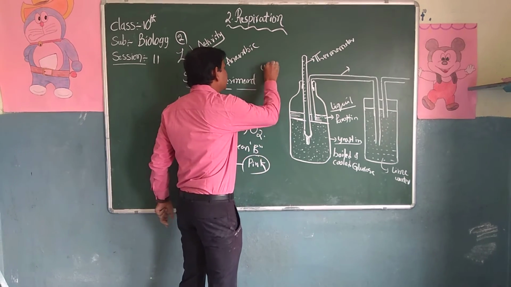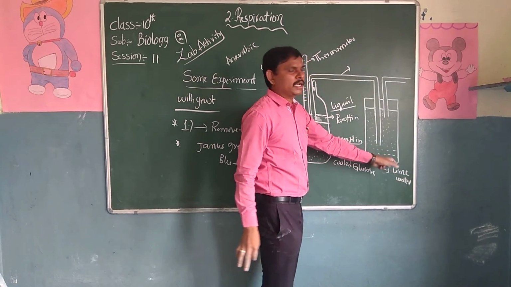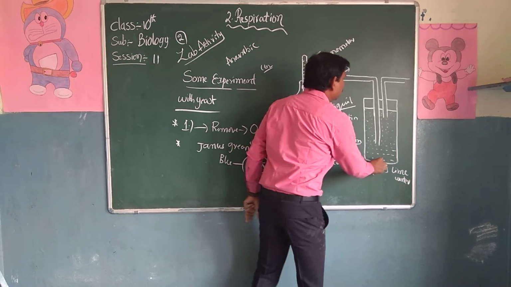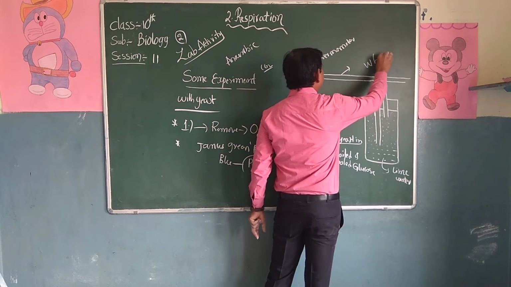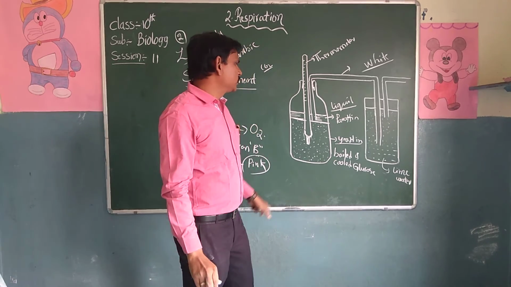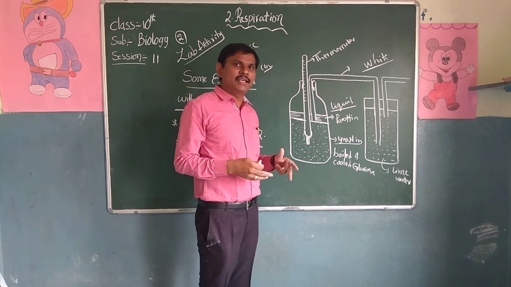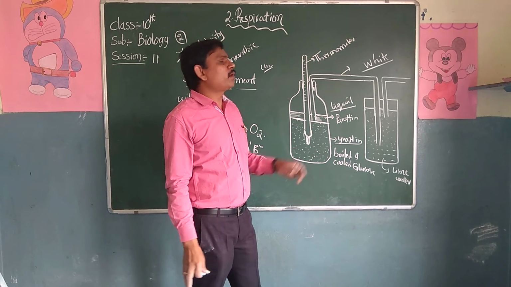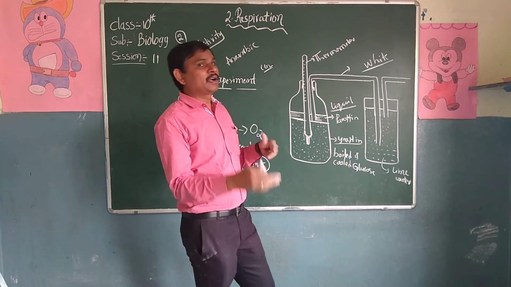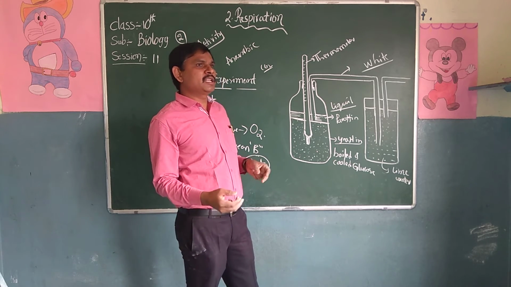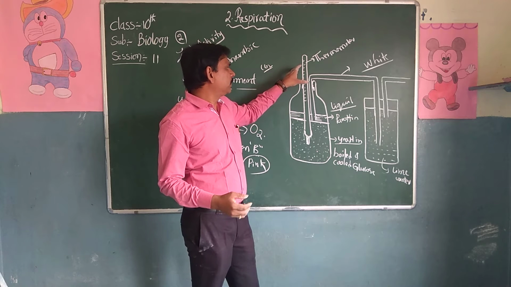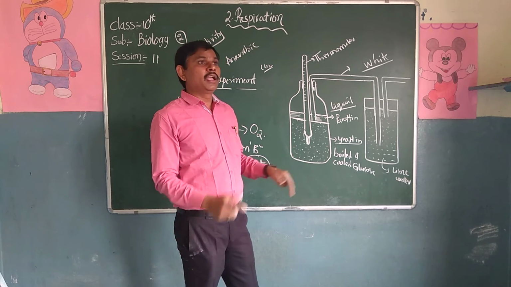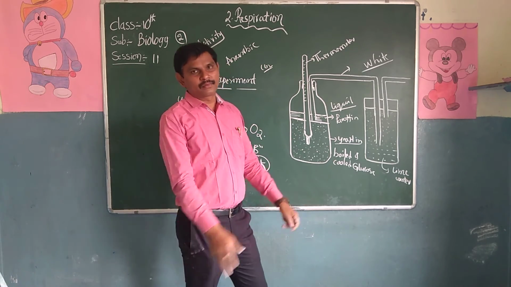How should we know carbon dioxide is released or not? That's why this delivery tube is connected to the lime water. When carbon dioxide is released in the experiment, this lime water will be converted into white precipitate. So during this process, carbon dioxide is released. When the lime water turns into milky white precipitate, then we consider carbon dioxide is released. How should we know energy is released? When the reading is increasing in the thermometer, then we consider energy is released in the form of heat.